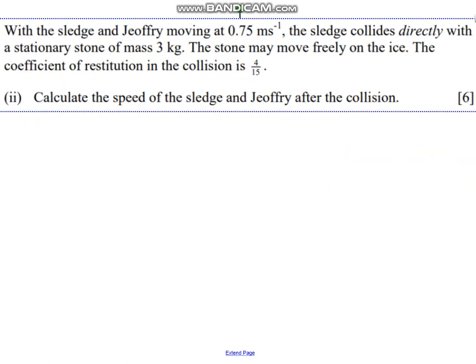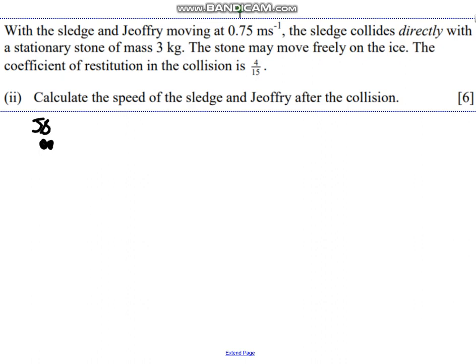Alright, moving on to the next part. So now what's going to happen is that Jeoffry and the sledge are moving on. They're going to hit a stone. Oh no, the stone weighs 3 kilos and it can move around on the ice, so it's not restricted in any other way. And we've got a restitution given to us, which is all well and good, and we've got to find out what happens to the sledge and Jeoffry after the collision. We'll probably work out what happens to the stone as well, because we'll get simultaneous equations and they'll get our answers for free, so why not?